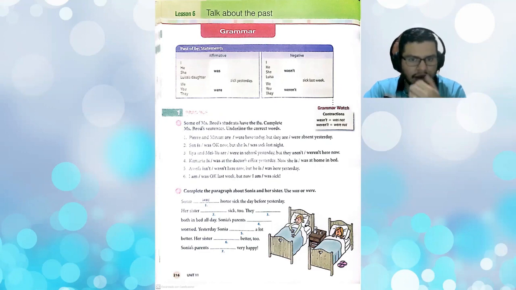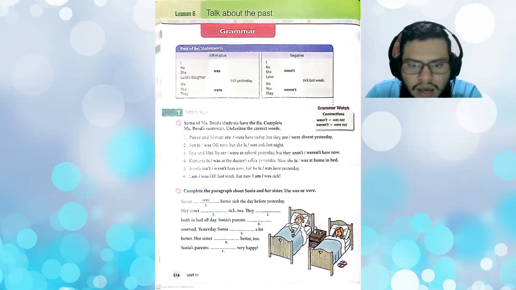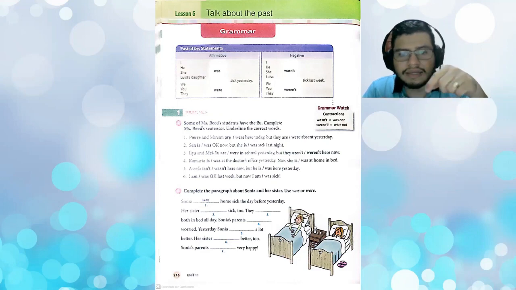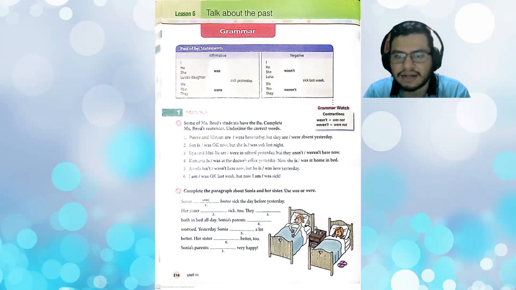For example, some of Miss Reed's students have the flu. The flu. Complete the sentences. Underline the correct words. For example, Pierre and Miriam are or were. Are or were. Today. When we're talking about today, Pierre and Miriam are here today. Están aquí hoy, ellos dos. But they were absent yesterday.